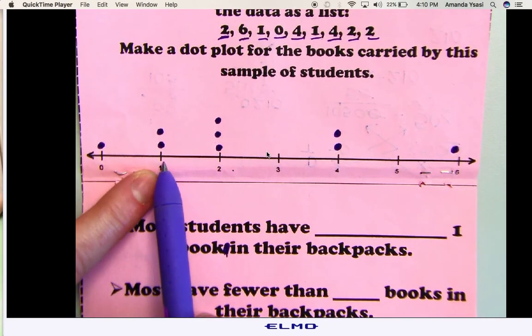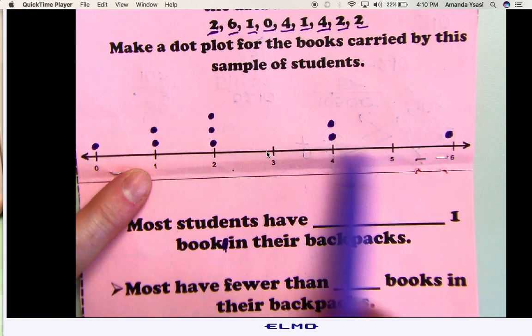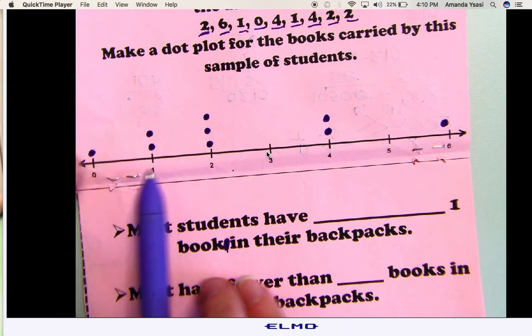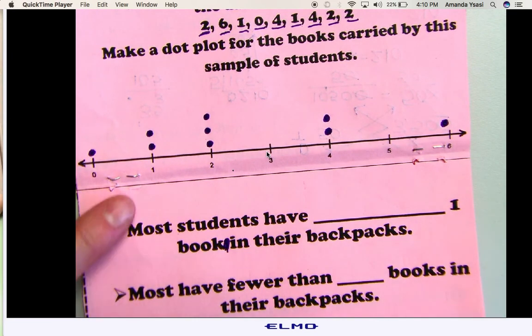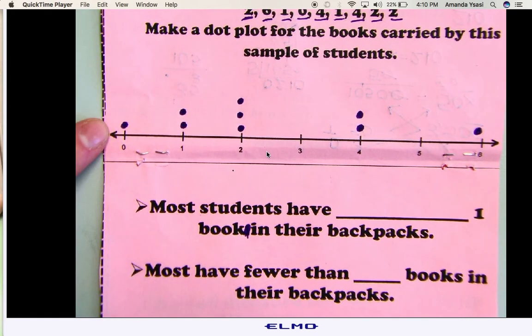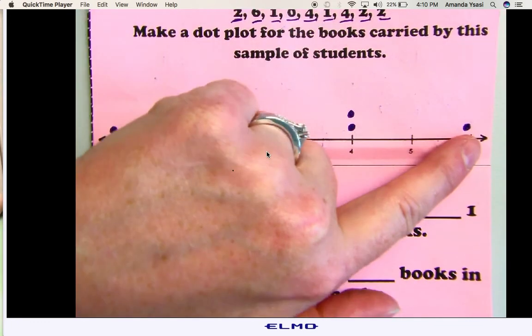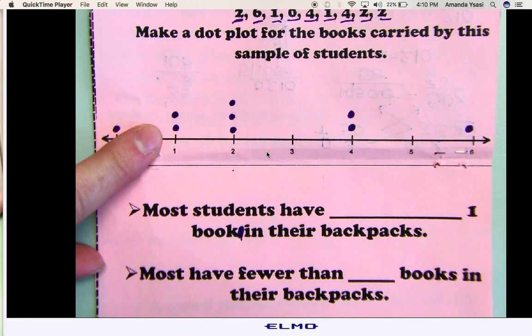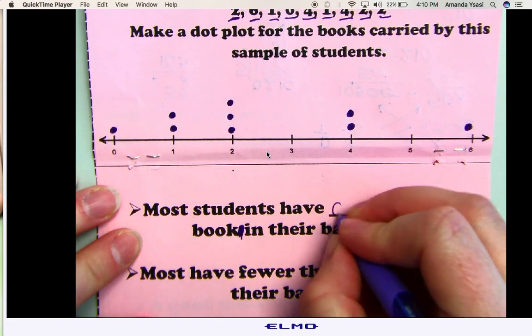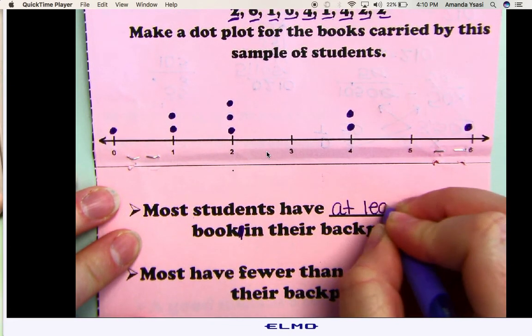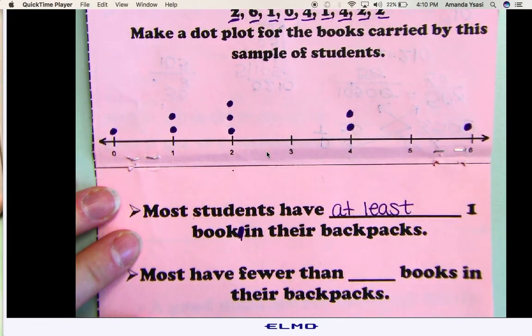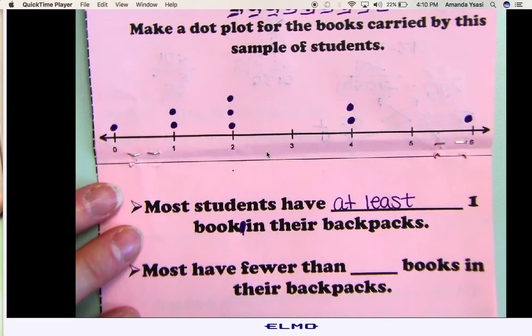So if we look at 1, is it more than 1 book, at least 1 book, or less than 1 book? It's not less. Most students don't have less. They have more, but aren't there a few that have 1? So the word we'll use here is at least. At least 1 book in their backpacks.